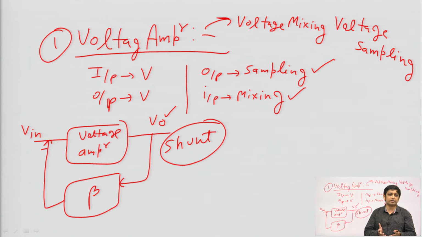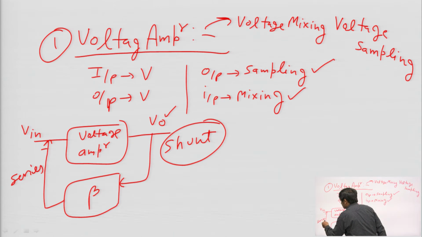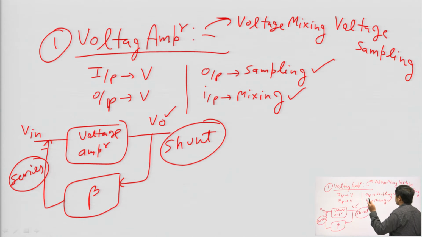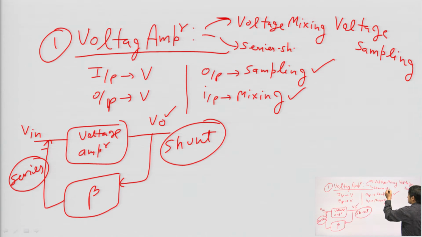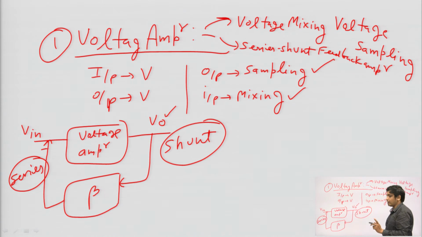How does it happen? Two voltages are mixed when they are in series, because in parallel the voltages are the same. So, at the input side the connection will be series. So, this voltage amplifier is also called a series shunt feedback amplifier. The point is that the voltage amplifier, with voltage mixing and voltage sampling, is also called a series shunt feedback amplifier. Fine. And what is desirable for a voltage amplifier in terms of resistance?